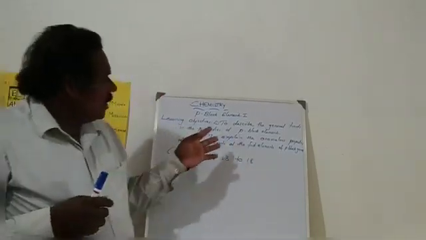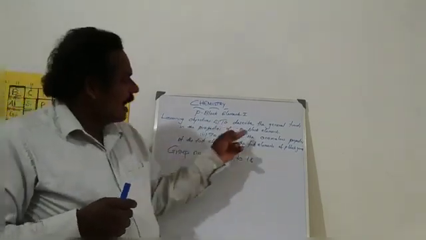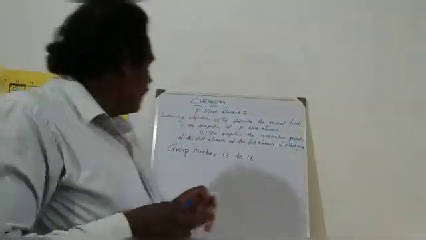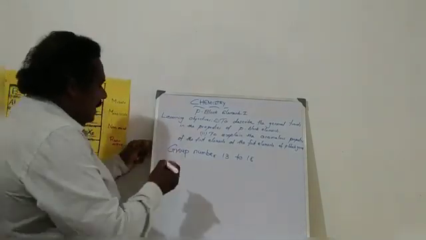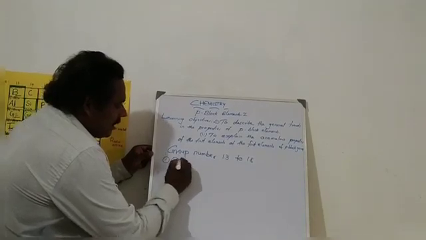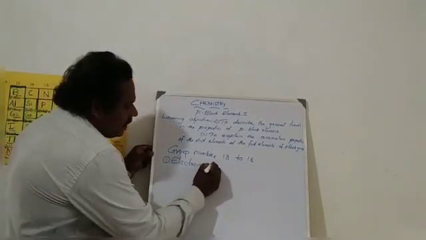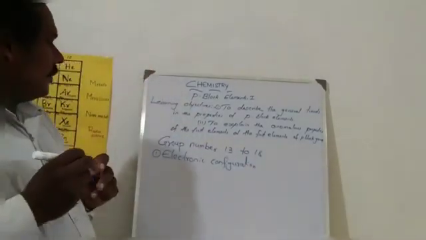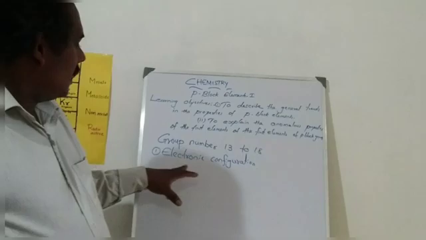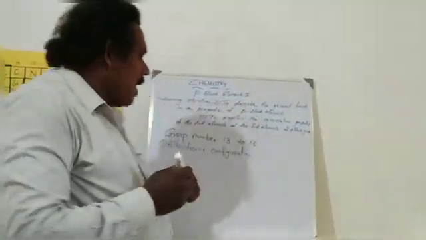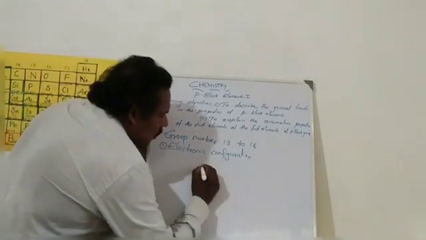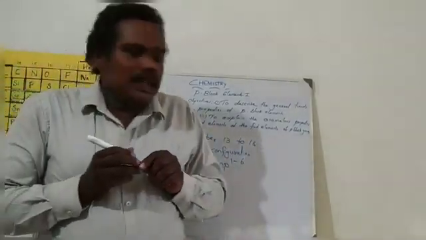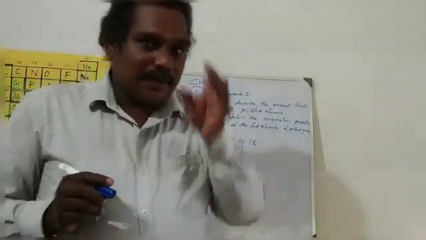I told you our learning objectives. What are our learning objectives? To describe the general trends in the properties of P block elements. The first one is electronic configuration. The electronic configuration of P block elements has the general formula ns2 np1 to 6. This is the common electronic configuration of P block elements.